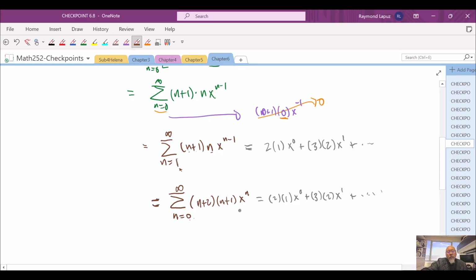And this is good to do it this way because now you want your power series to have x to the nth power, and then you can adjust your starting point as needed.